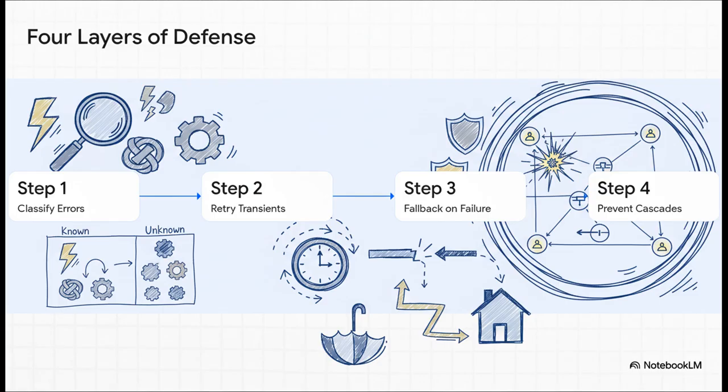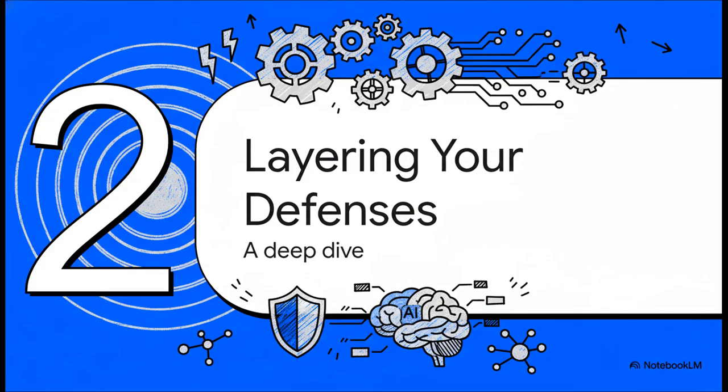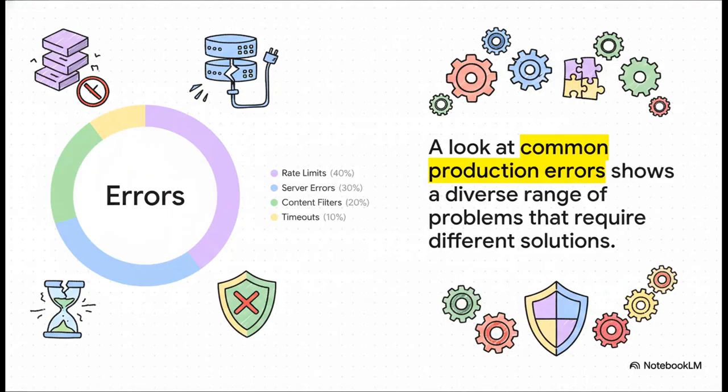And this playbook is really built on 4 core layers. First, you have to know what kind of error you're dealing with. You classify it. Then, for the temporary glitches, you retry. If that fails, you have your fallbacks ready to go. And finally, you have a master switch to protect the whole system from a domino effect. Okay, let's peel back those layers and really get into the details of how these 4 strategies work together to build something incredibly resilient.